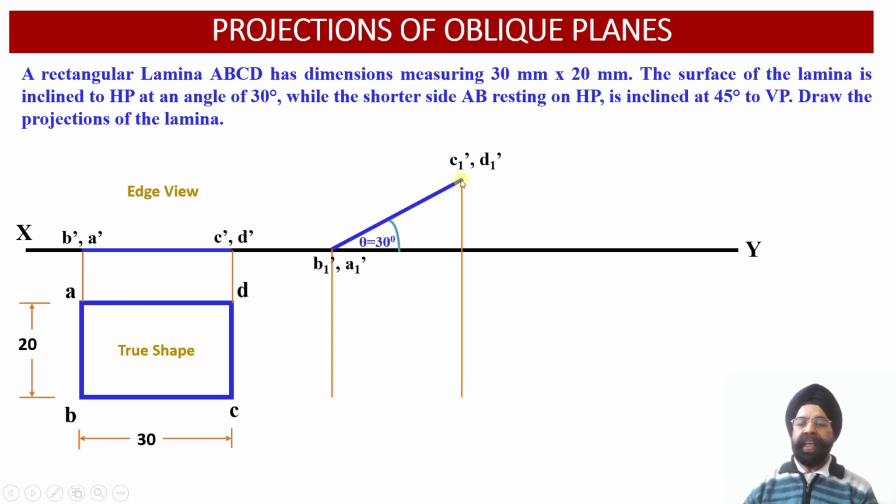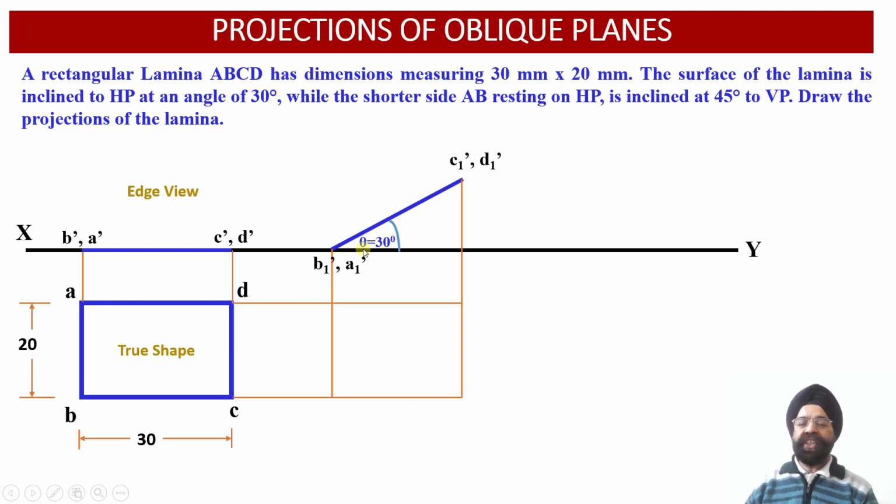Now, once we have obtained this edge view inclined at an angle of 30 degree, we have to obtain the projections of this lamina in the top view. For that purpose, we draw the vertical projectors through B1 dash and A1 dash. Similarly, vertical projectors through C1 dash and D1 dash have been drawn. Now, in order to obtain the corresponding points in this top view, the horizontal projector lines will be drawn through the points A, D in the top view from the previous construction, and similarly, the horizontal projector line will be drawn through the points B and C, which are the plan projection points which we drew earlier.